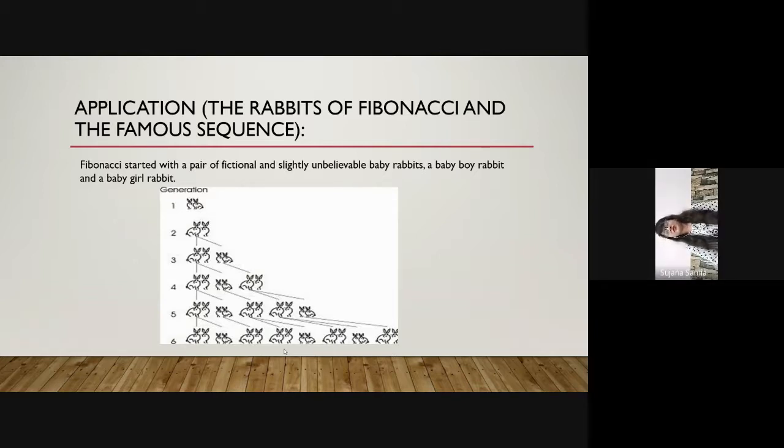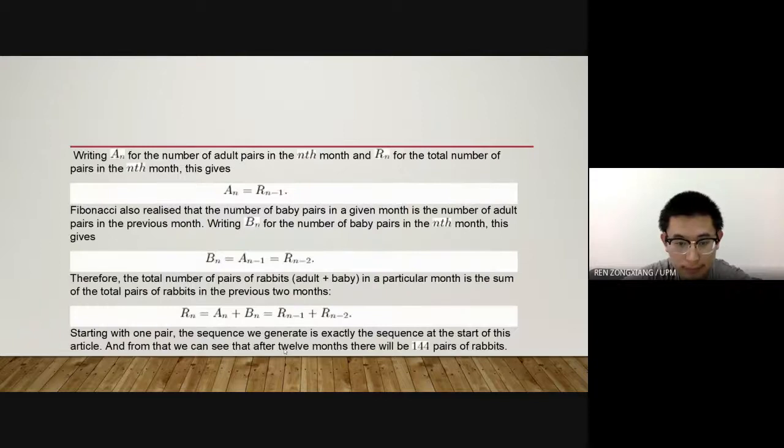Ignoring problems of the breeding, the next month, the two adult pairs each have a pair of baby rabbits, and the rabbits from last month matured. In this, Fibonacci asked how many rabbits a single pair can produce after a year with this highly unbelievable breeding process in this sequence.